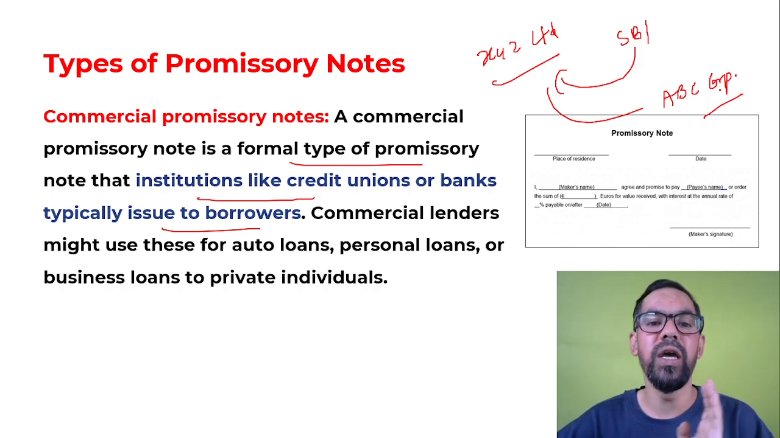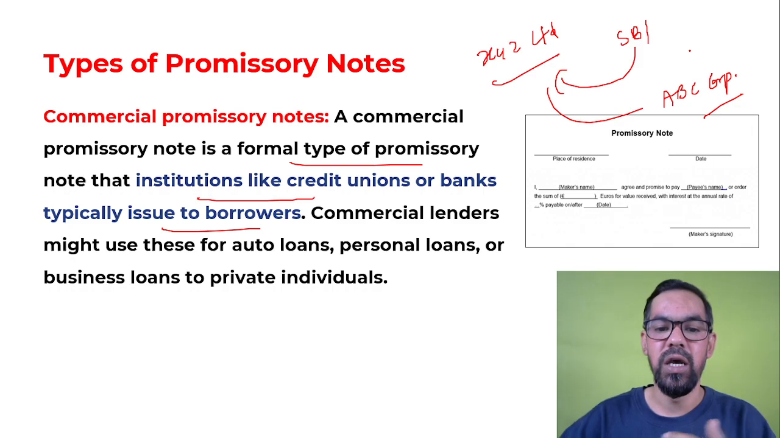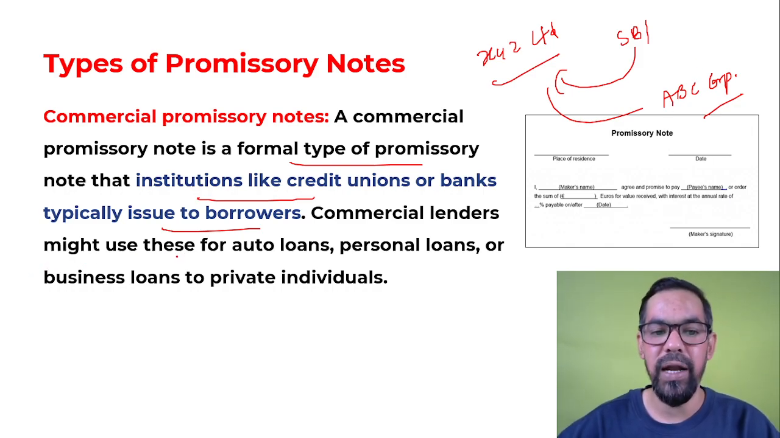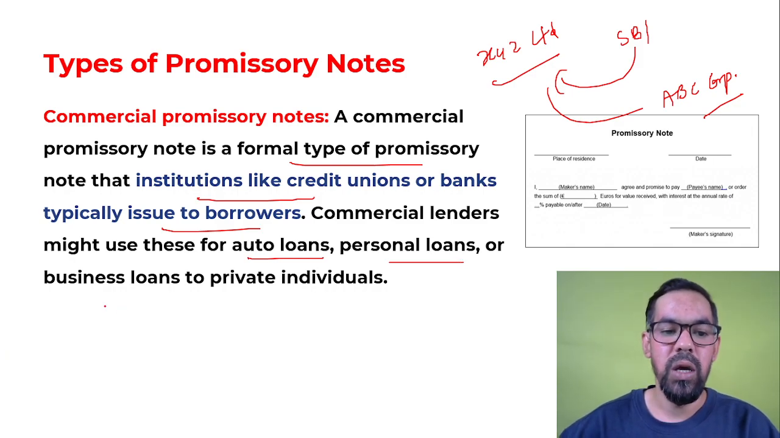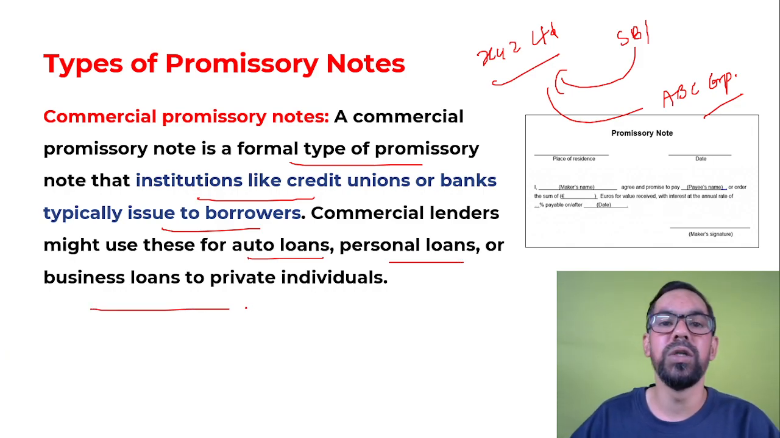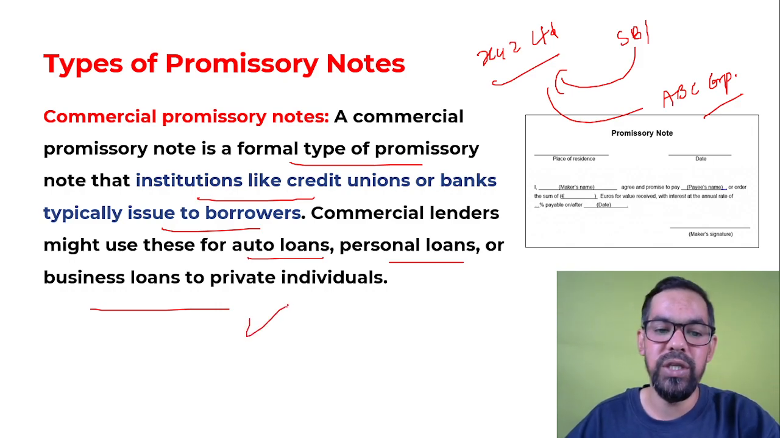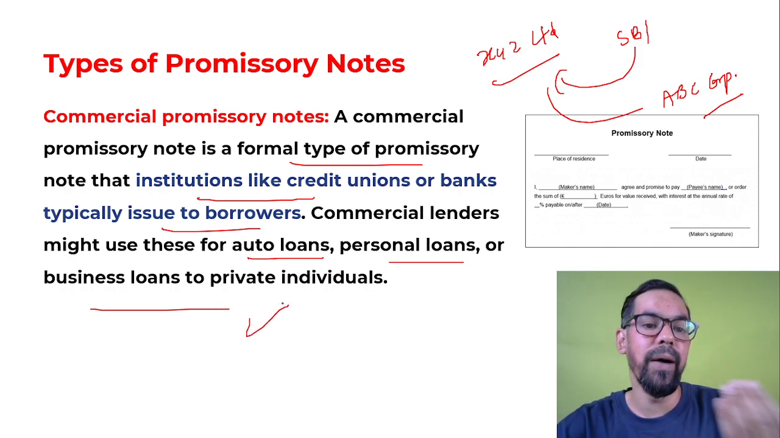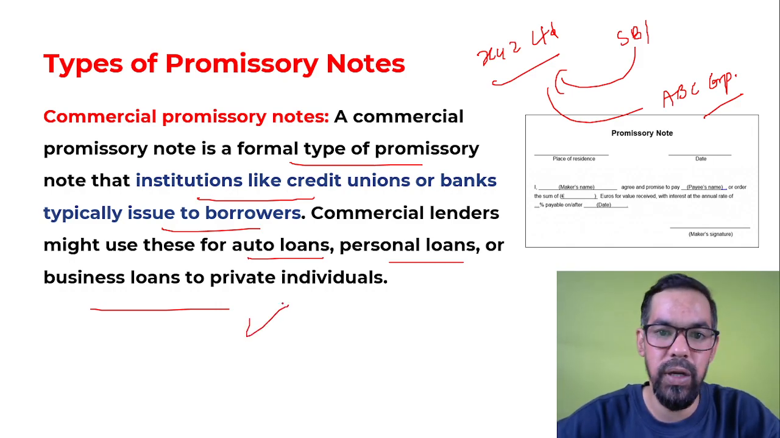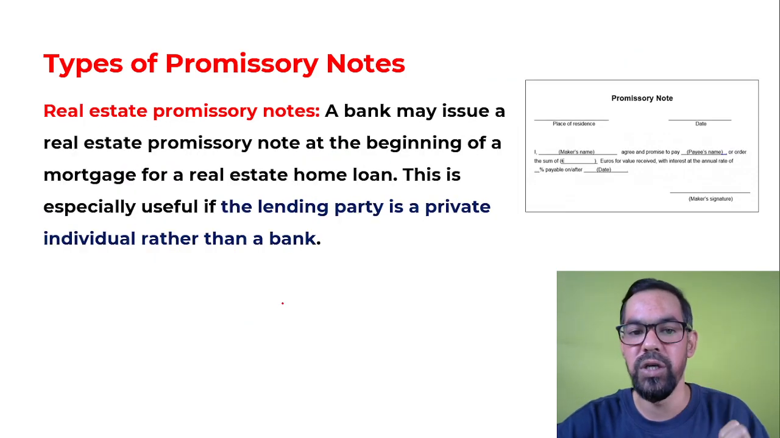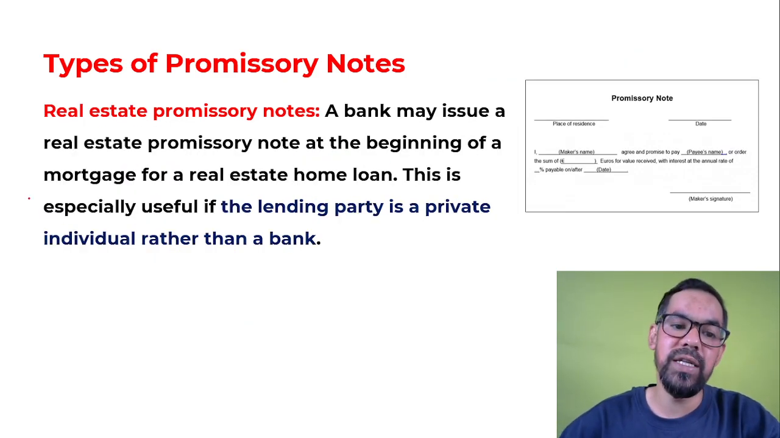Okay, so to ABC Corporation. So this is the case. Commercial lenders might use these for auto loans, personal loans, or business loans to private entities. So we have multiple uses of these particular documents. First one is commercial, another one is real estate.